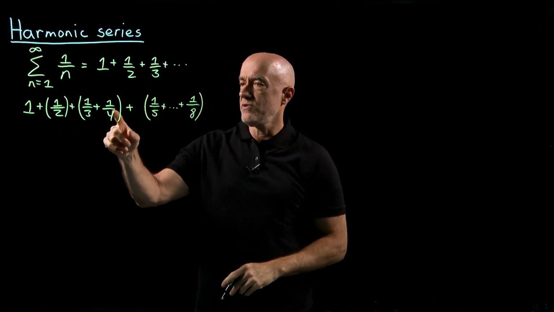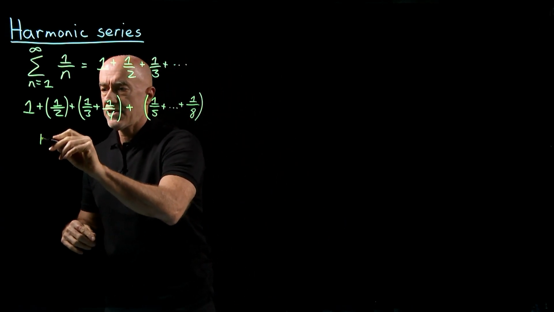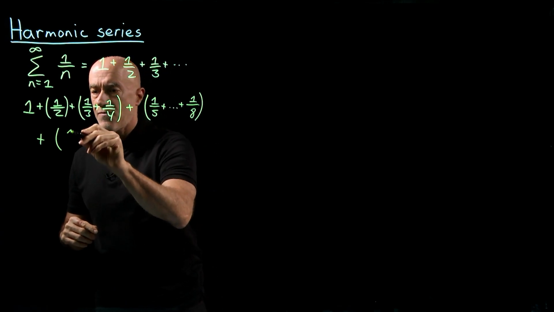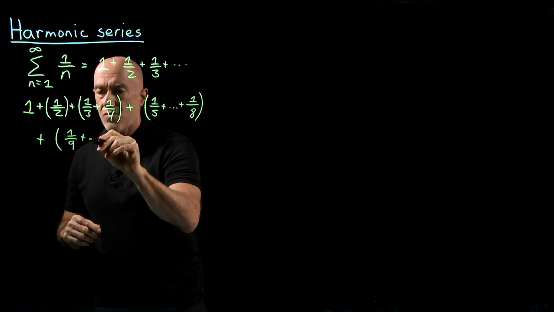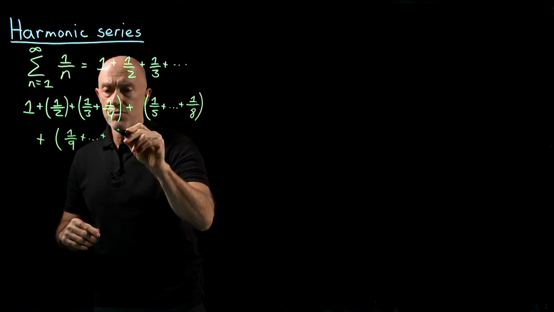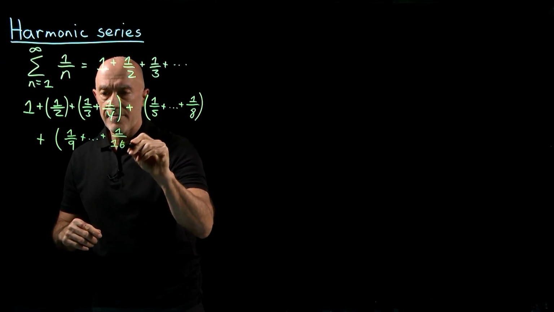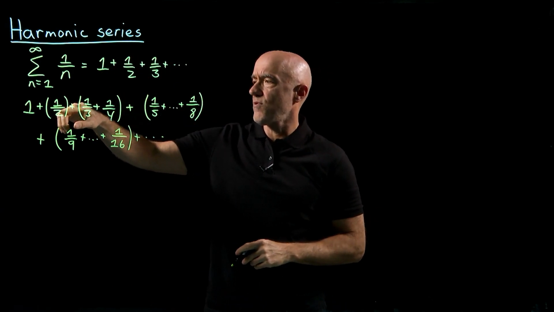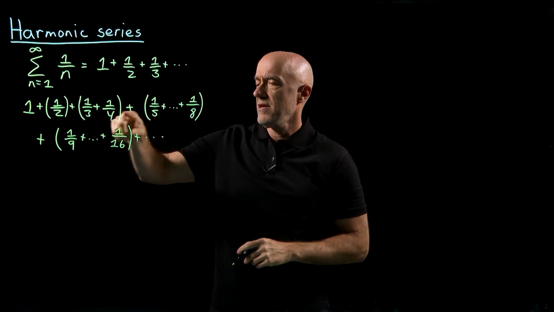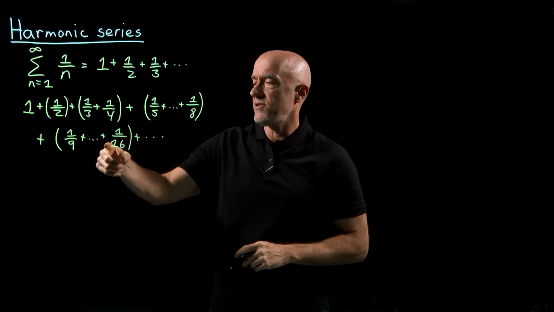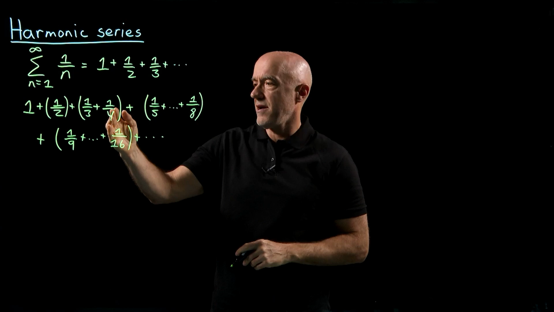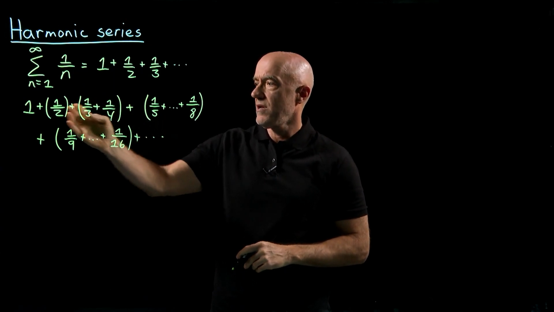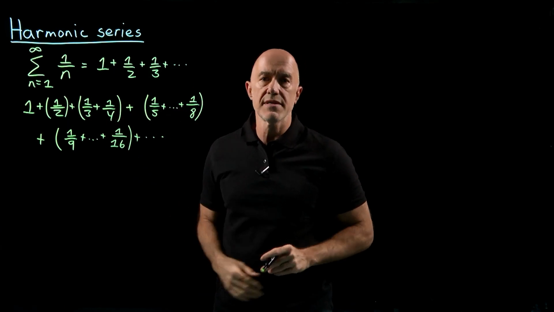Okay, so 1 term, 2 terms, 4 terms. The next one will have 8 terms. So we'll have 1/9, and then it will go up to 8 times 2, which is 1/16, and so on. So we're writing all the terms. We start with 1 term, then 2 terms, then 4 terms, and then 8 terms. The last term in the parentheses here will be 1 over powers of 2. So 1/2, 1/4, 1/8, 1/16.